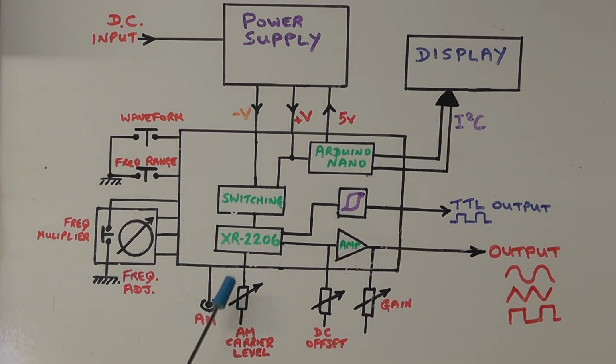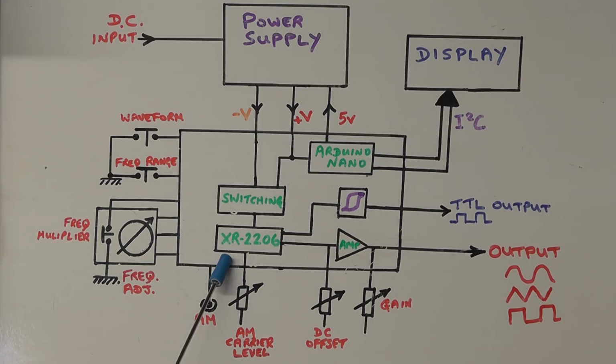In addition to that, this particular function generator IC has the ability to have an amplitude modulated input, so I'm going to include that as an option if you wish. And because of that, I'm going to have another pot there which will set the carrier level for the AM modulation.